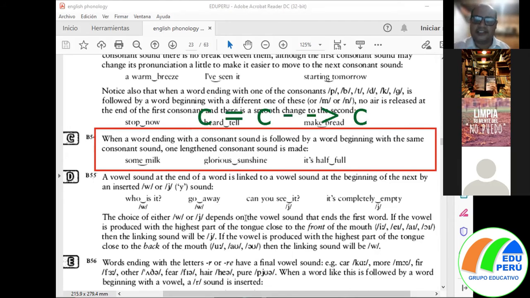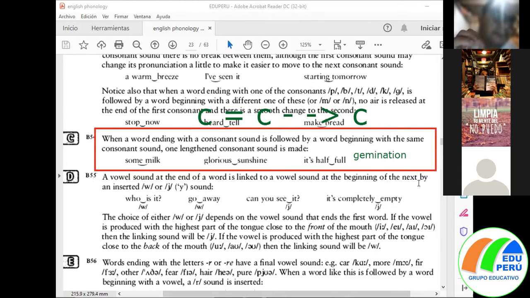So how do you call this? This is called gemination. Remember, this is gemination. I'm going to write it here. This is one way of linking sounds. Two consonants, they are the same, you just produce one consonant sound.